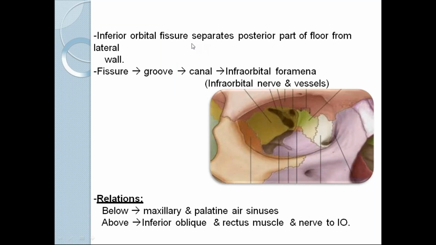The inferior orbital fissure separates the posterior part of the floor from the lateral wall. There is a groove, canal, and infraorbital foramen, which contains the infraorbital nerves and vessels. Relations: below are the maxillary sinuses. Above will be the inferior oblique and inferior rectus muscles and the nerve to the inferior oblique. Above means here, below means here.